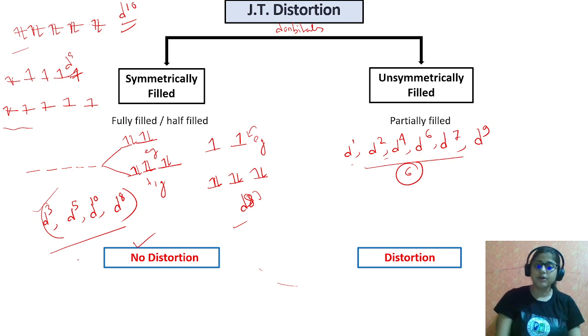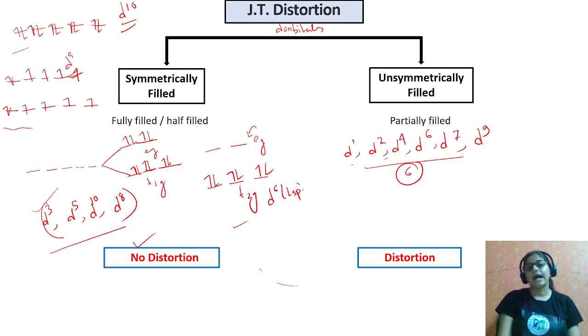Another case I want to tell you is whenever a low spin D6 complex is there. Okay, so I'll draw it here. Low spin D6, very important. Low spin D6 means the electrons will be paired first. So 1, 2, 3, then 4, 5, 6. This is D6 low spin. In that case also we can't differentiate between orbitals, so D6 low spin will be symmetrically filled.